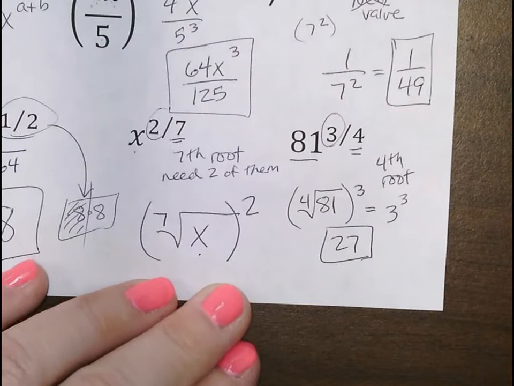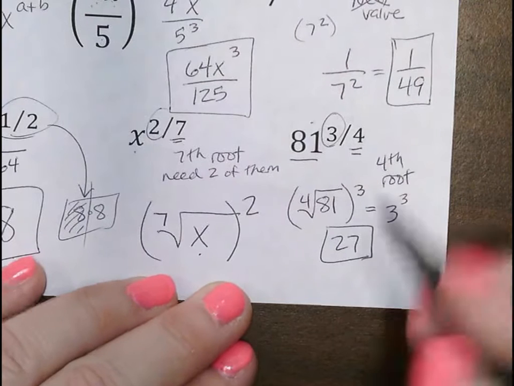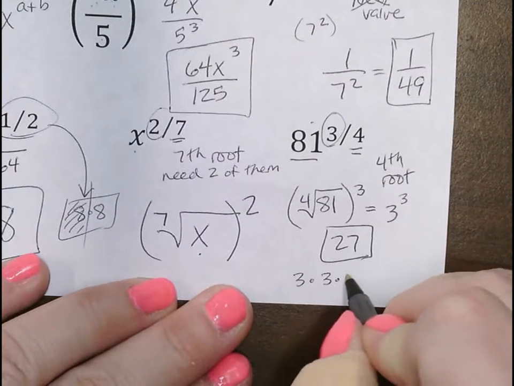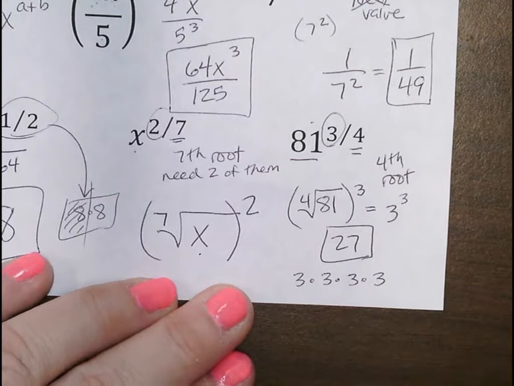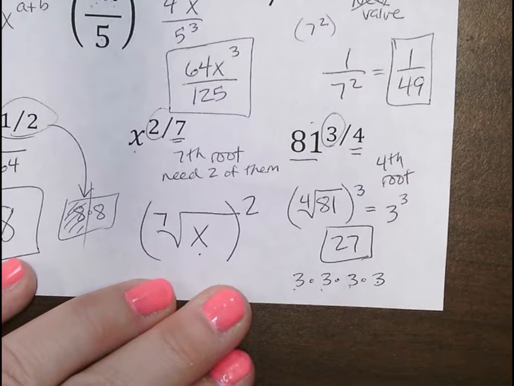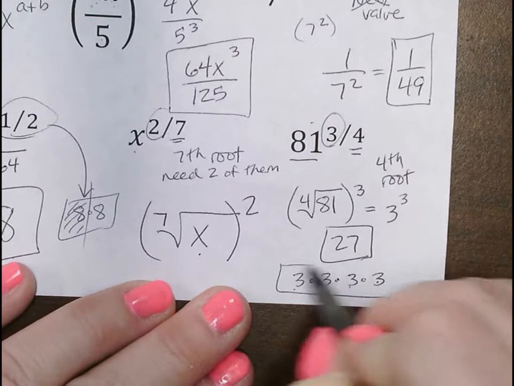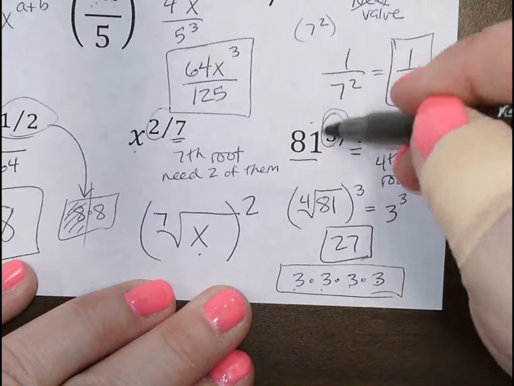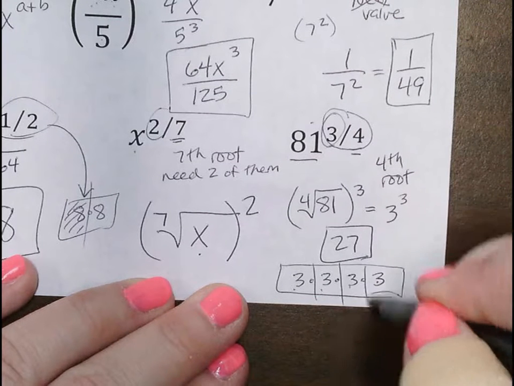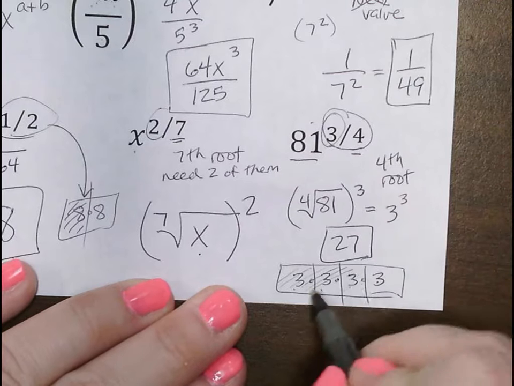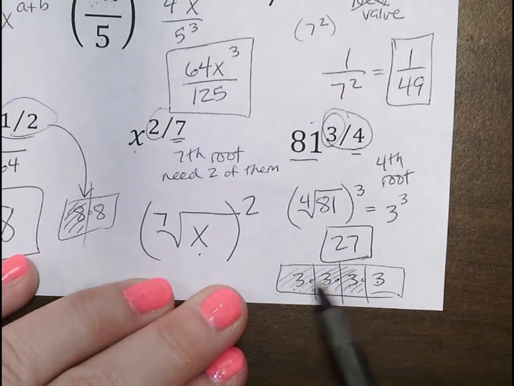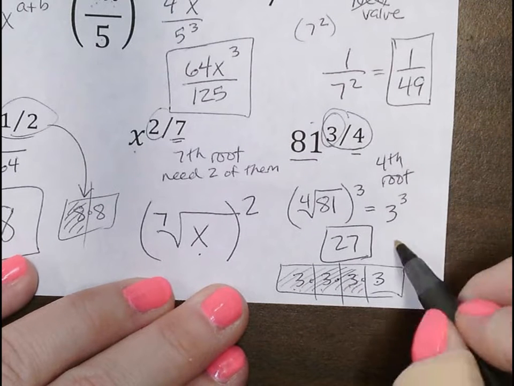Might be easier to think of in picture form. So if you think of 81 as being broken into equal factors, 81 is equal to 3 times 3 times 3 times 3. 3 times 3 is 9, times 3 is 27, times 3 is 81. These are all of the factors of 81. However, I want the fraction 3/4 of them. So breaking it into 4 equal parts and taking 3 of them, I would have 3 times 3 times 3. 3 times 3 is 9, times 3 is again 27.